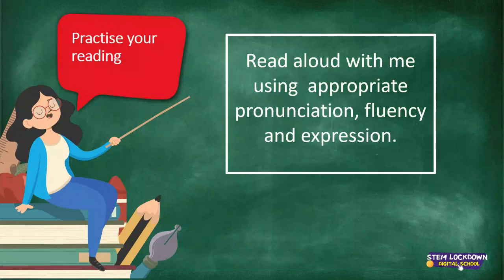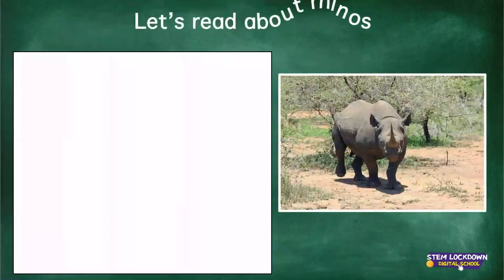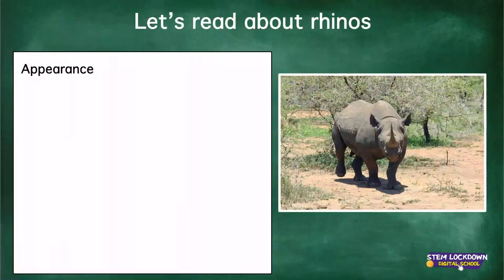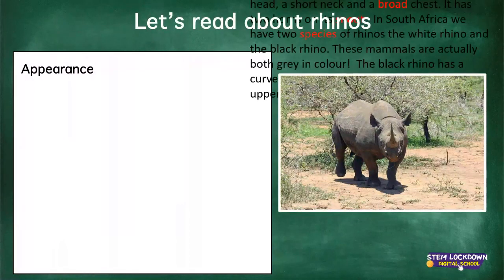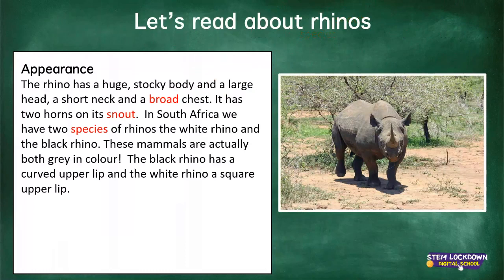Read aloud with me, and always remember these three things. When you read, try and pronounce the words correctly. Try and read fluently without stopping, and try and put some expression in your voice. Okay. Oh dear, mine's going by itself. That's not good. So let's read about rhinos.